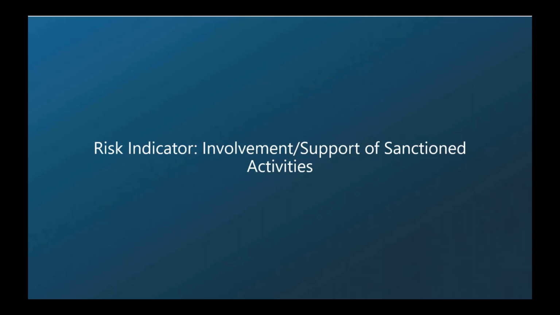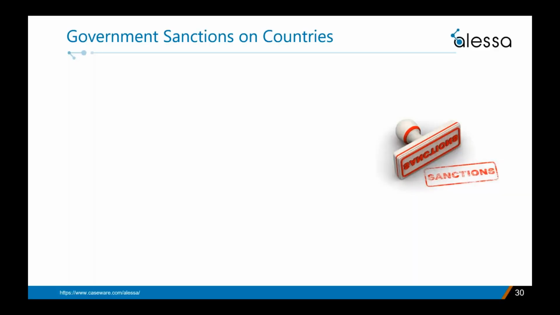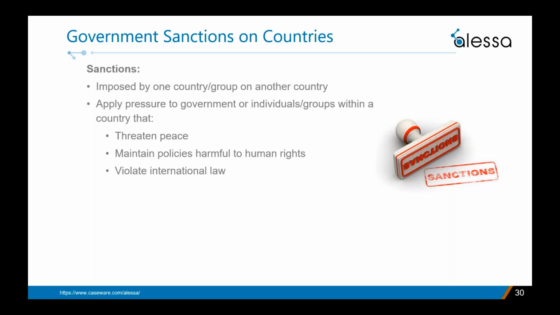This final risk indicator is tied to a country's involvement in or support of sanctioned activities, such as illegal narcotics production or sponsoring terrorism, for example. Now, individual countries, such as the United States or Canada, or groups of countries like the European Union or the United Nations, have historically used a variety of sanctions to apply pressure to countries or individuals or groups within countries that threaten peace, have harmful policies, or don't cooperate with international law.